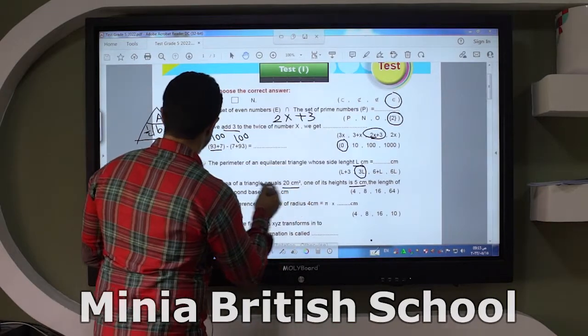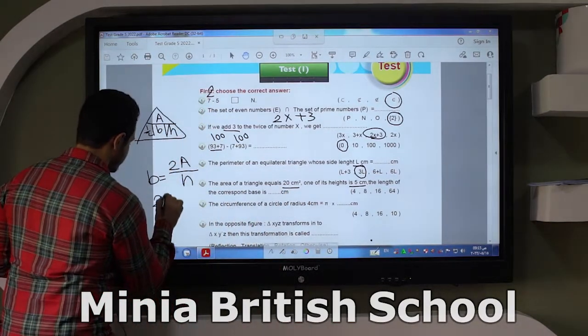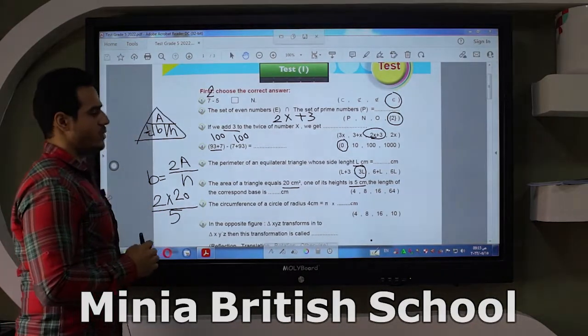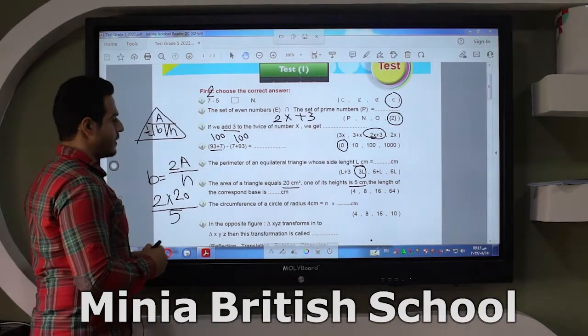Now, 2 times 20 over 5. 2 times 20 equals 40. 40 divided by 5 equals 8.